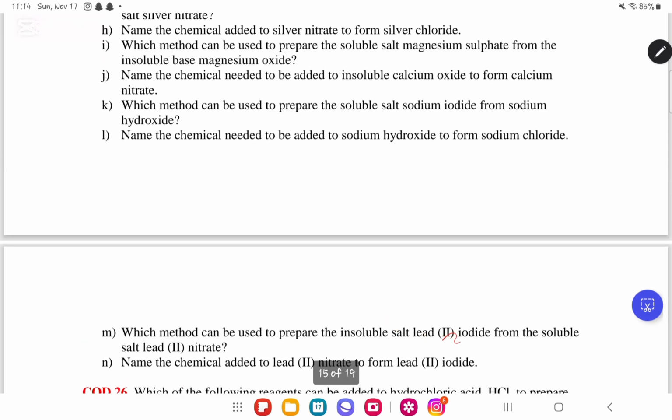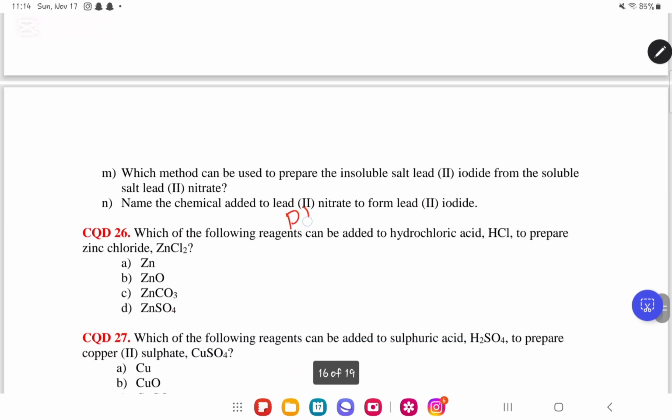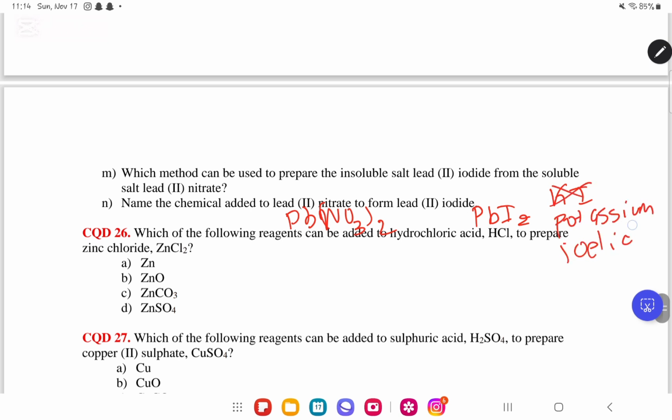Now, if you go down, there's still M and M. Which method prepares the insoluble salt, lead iodide, PbI2, from the soluble salt, Pb(NO3)2? Directly, insoluble salt means precipitation, and precipitation was method B. Now, finally, name the chemical added to Pb(NO3)2 to form PbI2. You can think of anything with iodide in it. It can be KI, for example. Don't say KI, say potassium iodide. In the answers, they gave sodium iodide as an example.